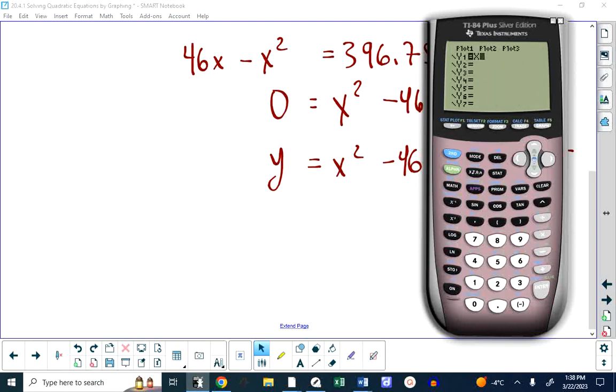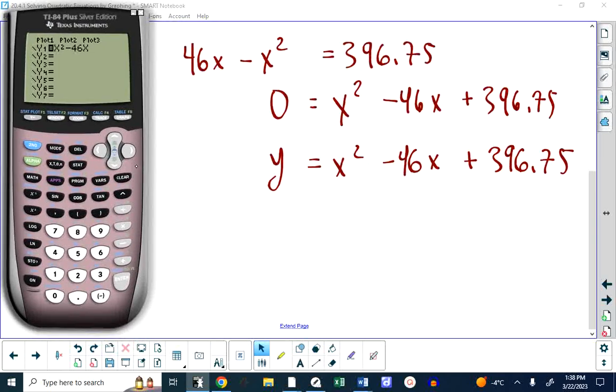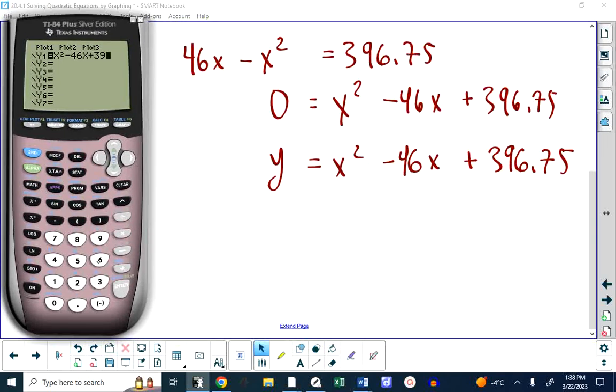X squared minus 46x plus 396.75. Did I get that number right, 396.75? Is that what it is in your handout? Okay. Now we have a problem here because I hope you understand based on the numbers, we're probably not going to see anything if we go zoom standard.